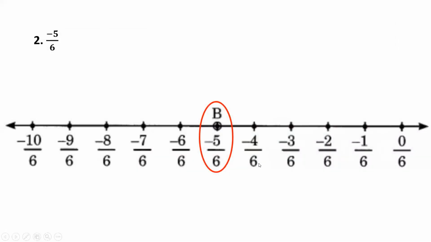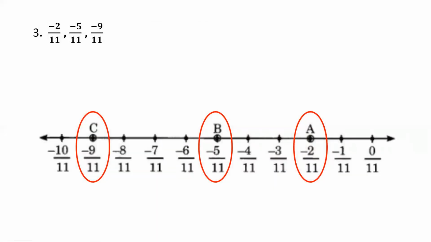Next, number -5 upon 6, which is negative. So obviously it will be lying on the left hand side of 0. So writing 0 on the right hand side, then 0 upon 6, minus 1 upon 6. Same way, fifth mark will be point B, where we are representing -5 upon 6 on the number line.